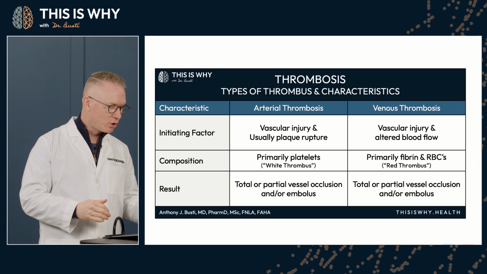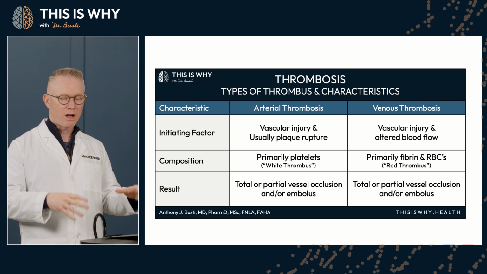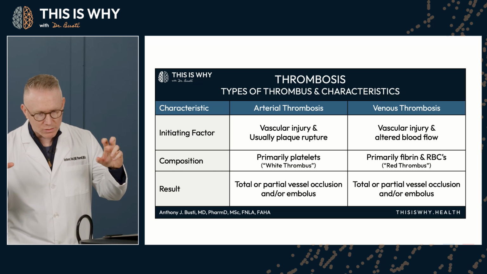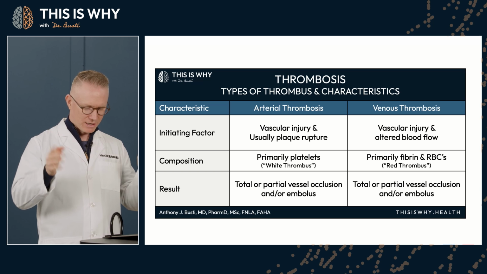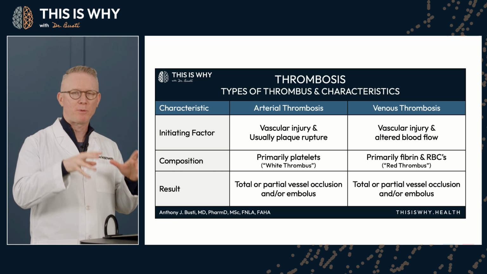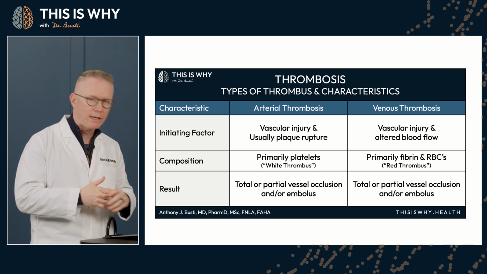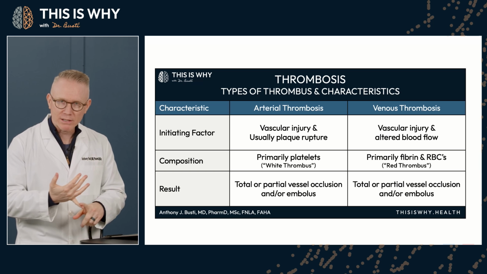Now when you go to row 2, it's the composition. So what is the arterial thrombus, also commonly referred to as the white thrombus, right? You'll see that kind of thrown around sometimes in the literature or things that people talk about. But it's because it's primarily made up of platelets. Now it doesn't say it's only, it's primarily made up of platelets. There's still red blood cells there.